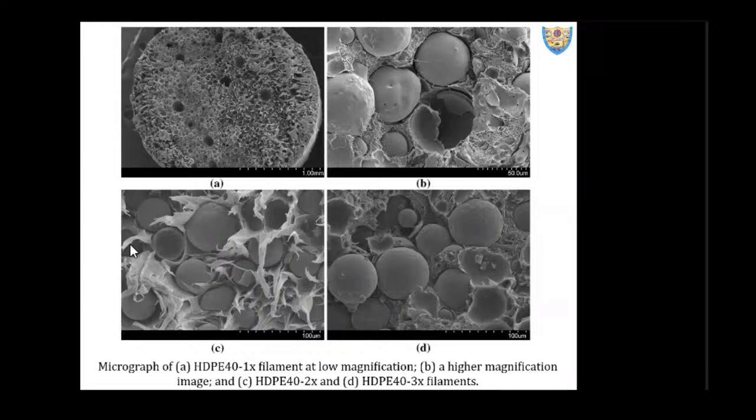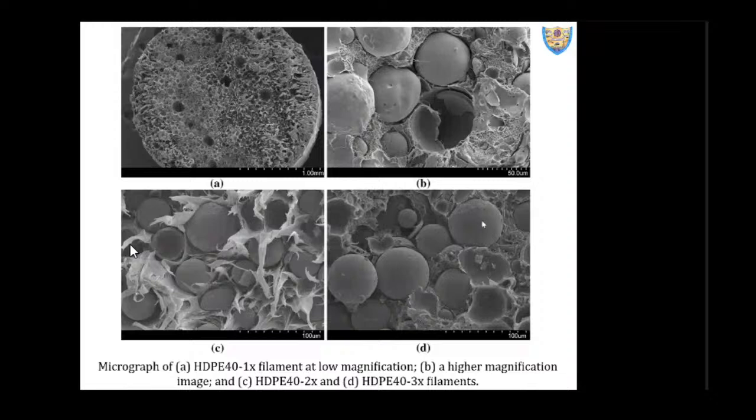Now here, all these micrographs, especially micrograph D, is the three-time extruded filament, which is showing the microballoons, which you can see as these spheres, and these are pliers, right? So thereby you can see some defects here on the particle as well.